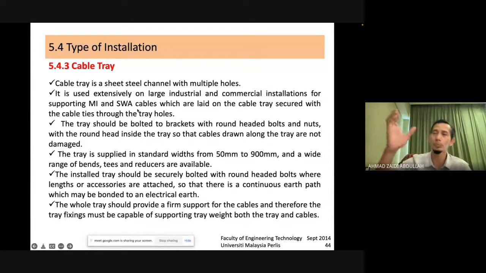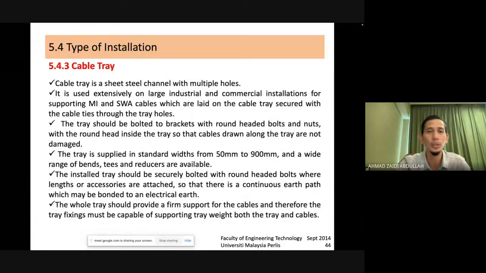Okay, normally kabel yang besar kita letak tu. Kalau PVC kabel kita jarang kita gunakan untuk kabel tray ni. Okay, and then the tray should be bolted to the bracket with round headed bolt and nut, with the round head inside the tray so that cables drawn along are not damaged. So and then the tray is supplied with standard width from 50 to 900 mm and a wide range of bends, tees and reducers are available.